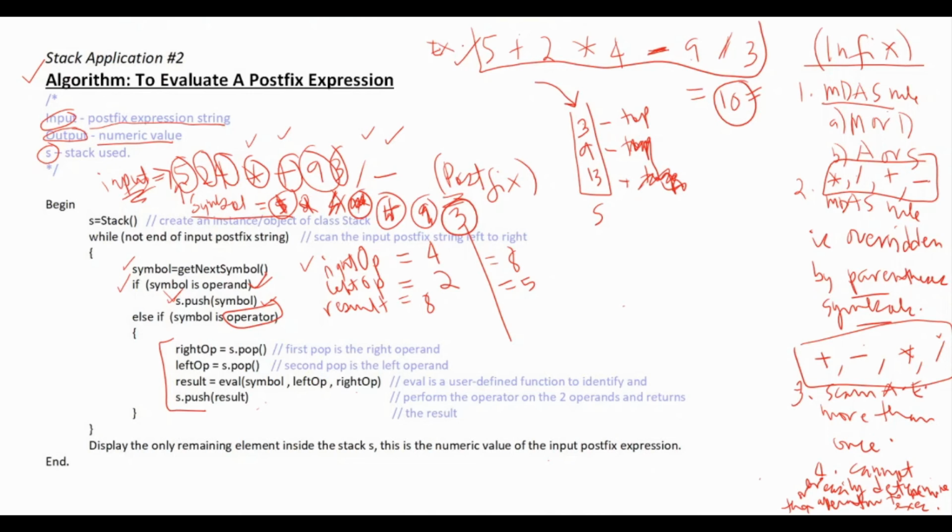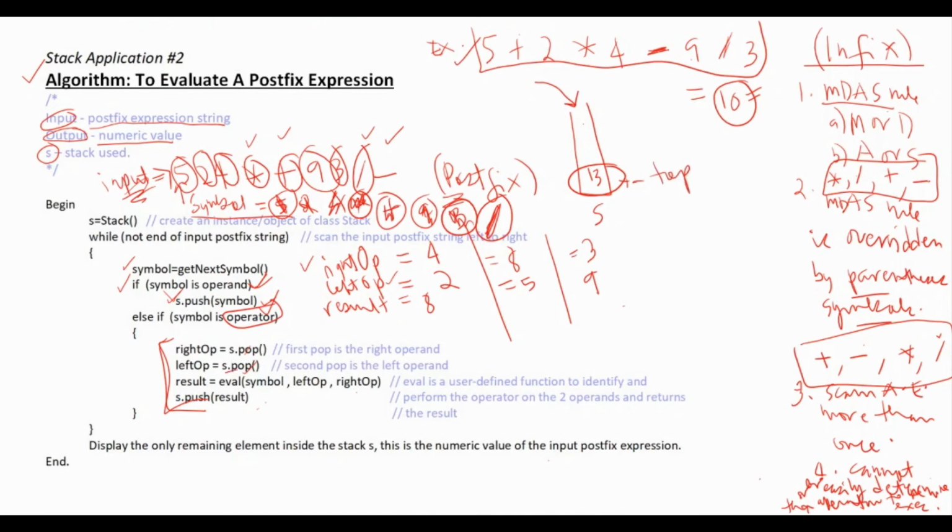Next iteration, we get the divide or division symbol. It is an operator, therefore we execute this part. So we pop from the stack, we remove 3, and that is the right operand. And then second pop, we remove 9, and that is the value of the left operand. And so the new top is 13. We popped 3 and 9 already, and the new top is 13.